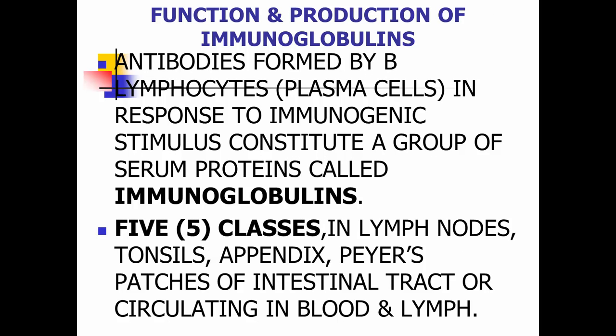So the function and production of immunoglobulins: we know those are the antibodies formed by the B lymphocytes or plasma cells in response to an immunogenic stimulus, and they constitute a group of serum proteins called immunoglobulins. So on page 206, table 14.2, and table 14.5 in the old book on page 214. And so there are 5 classes in the lymph nodes, tonsils, appendix, the Peyer's patches in your GI tract, or circulating in the blood.